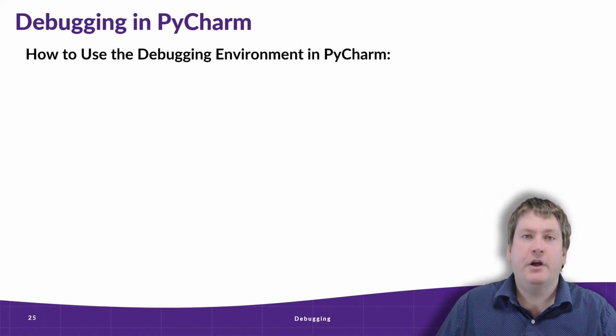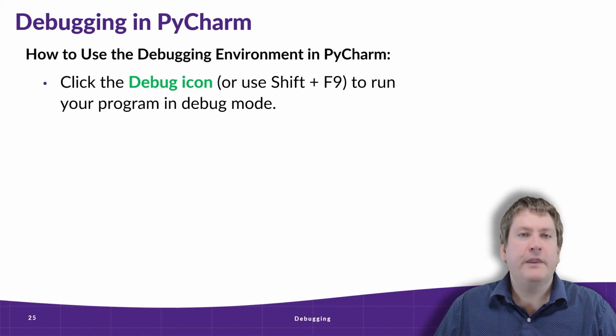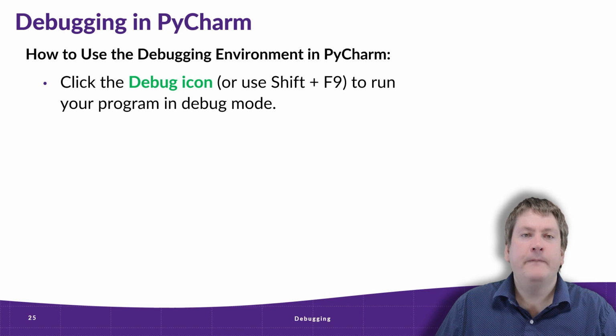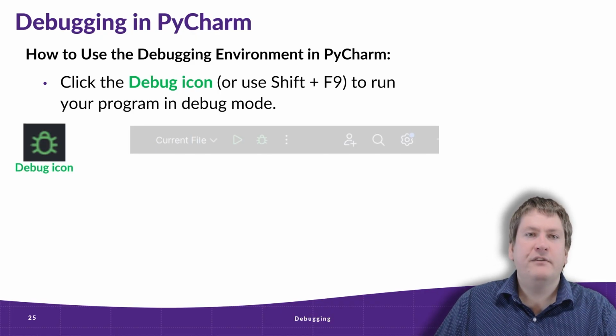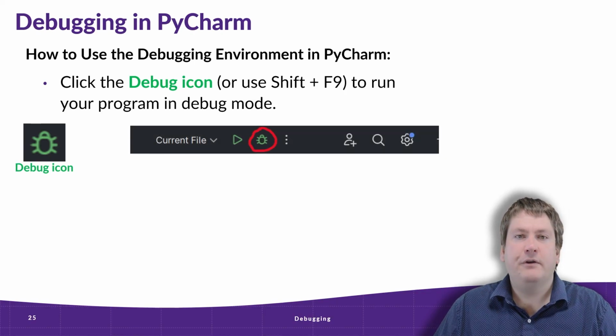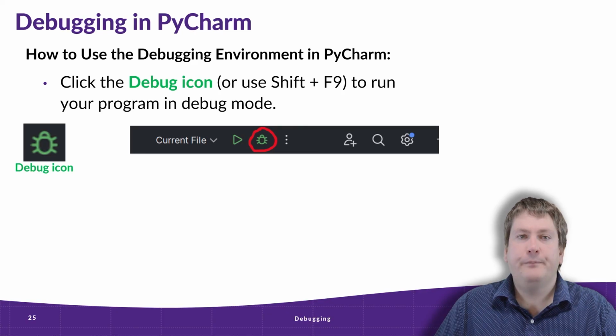So this all sounds really great, but how do we actually run our code in a debugging environment in PyCharm? Well, typically you'd click that little play button or run button, but instead, when you want to run your code in debug mode, you click the debug icon or Shift F9 on Windows to run your program in debug mode. So this looks like this icon here that I'm showing on the screen right now, and you can find it right by that run button in PyCharm.